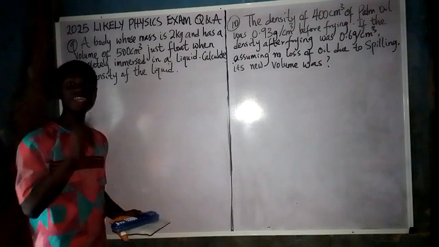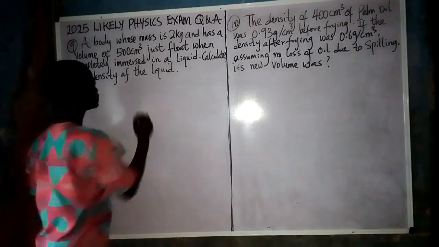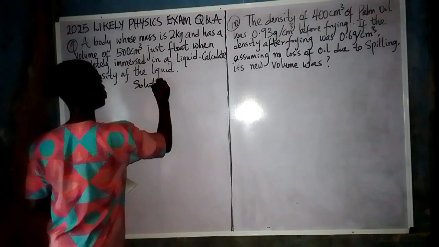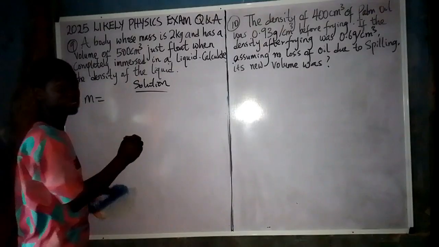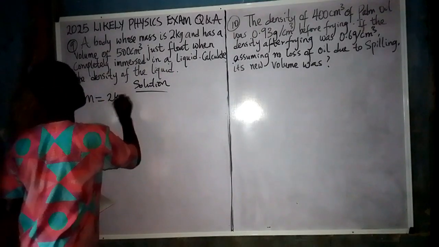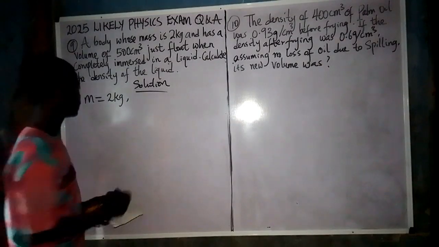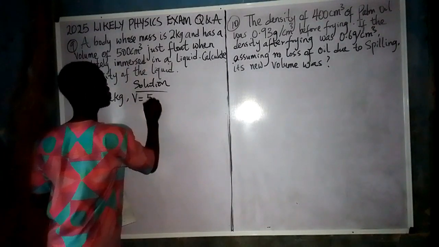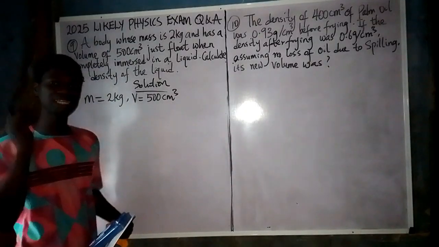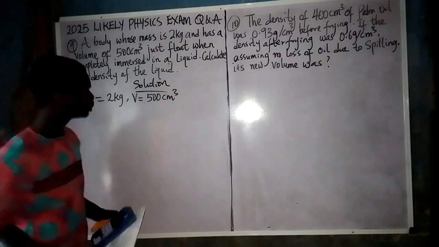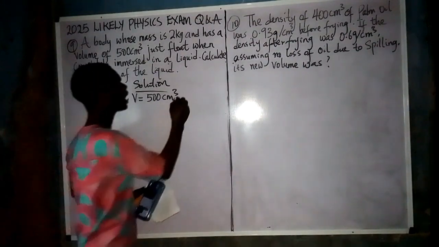Alright, the next question reads, a body whose mass is 2 kg. Let's start deriving the solution. A body whose mass is what? 2 kg. So M is equals to 2 kg. Then it said, and has a volume of 500 cm cube. V is equals to what? 500 cm cube. But is cm cube the standard unit for volume? No. So we have to convert from cm cube to what? Meter cube.